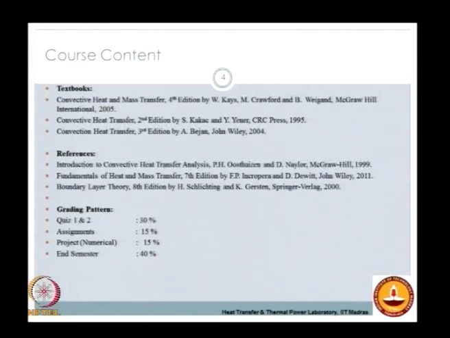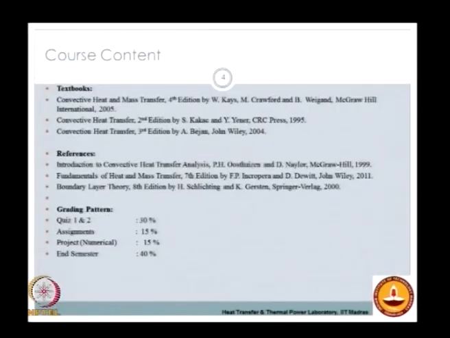And coming to the grading pattern, I wanted to distribute the grading uniformly across the assignments, the project, as well as your exams, so that's how I distributed them in this manner. Your quizzes have a weightage of 15% each for the 2 quizzes, so it's about 30% in total. Coming to the assignments, we will give about 6 assignments, including some where you need to apply numerical methods, and that will be given a weightage of 15%. Your final project will carry about 15% weightage, and your end semester exam will be about 40%.